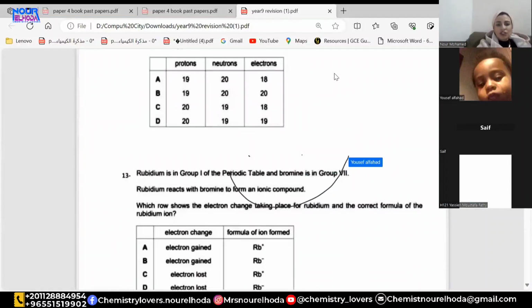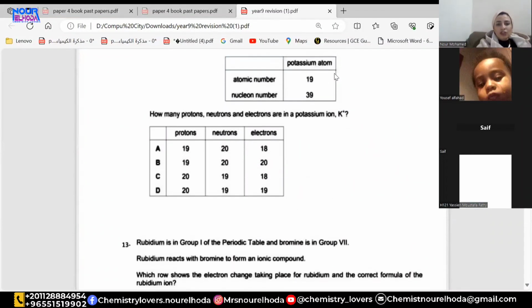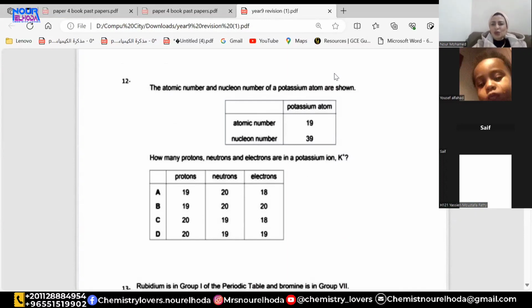Someone said I need question 12. Again, question 12, we said it more than once. Question 12: since it's K plus, the number of protons, in normal, was 19. But since it's K plus, this means I lost 1 electron. The protons are not going to change, it's still 19, but the electrons will be 18. That's it.